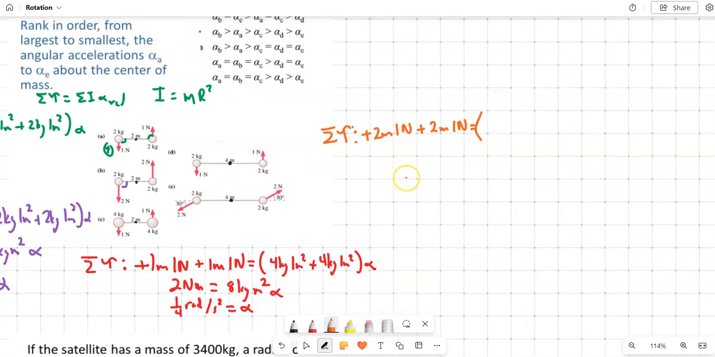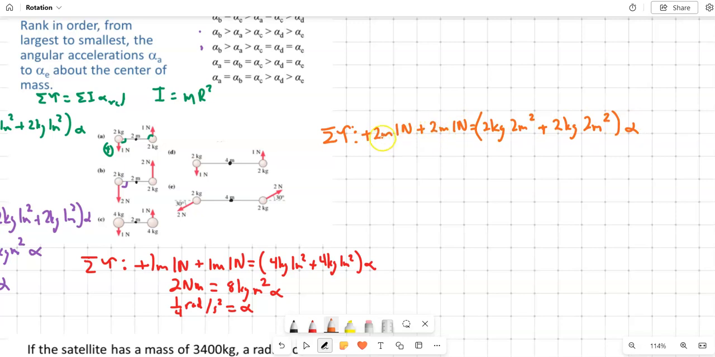Now let's sum our moments of inertia. The moment of inertia of this is going to be 2 kilograms times 2 meters that we're going to square. We're going to be careful. This is not 2 meters squared. It's 2 meters that we're squaring. Plus the other ball is 2 kilograms times 2 meters that we're going to square. And then we're going to multiply that by that alpha.